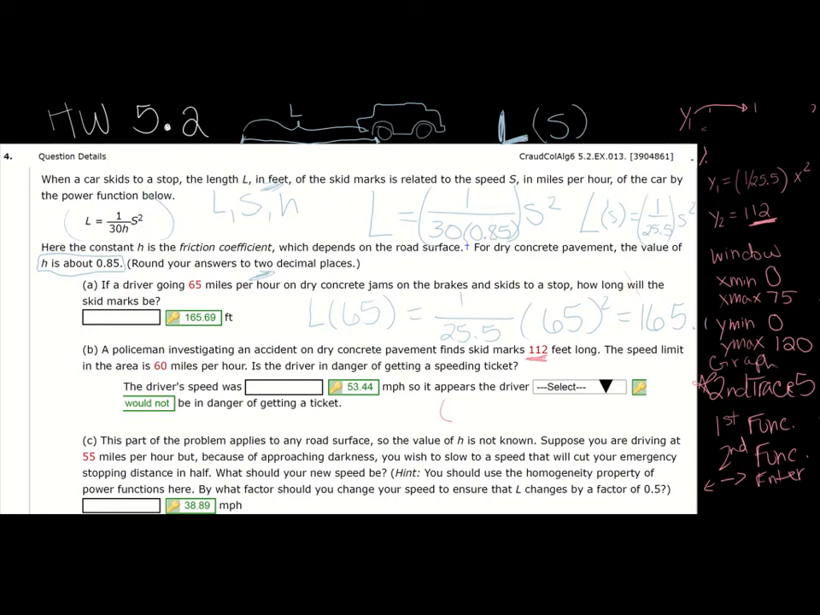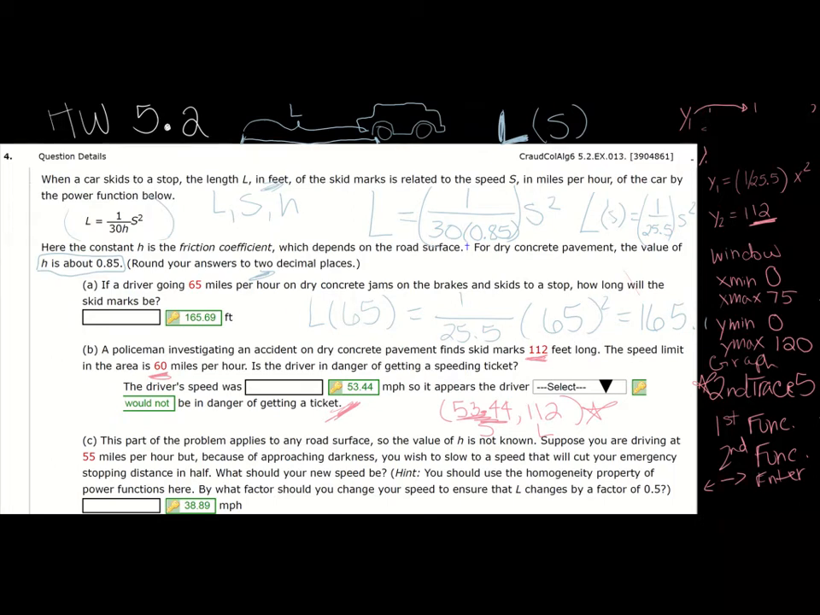It's going to give you a couple of values out. It's going to give you an X value, which is really a speed, approximately 53.44 for my numbers, and a length of 112, or a Y value of 112. I'm putting those together as a point so that we can see this is an S value and this is an L value. In my context, the speed limit in the area was 60 miles an hour, but the driver was only going 53.44 according to our skid mark length function. So it appears that the driver is not in danger of getting a ticket because the math is on their side. They were going about 53 miles an hour here.